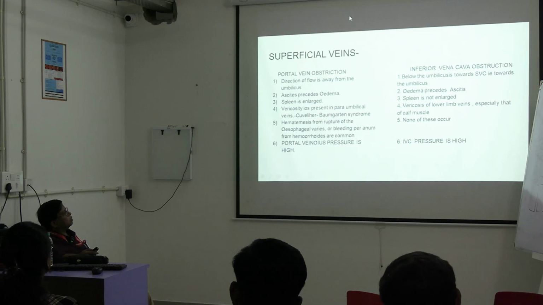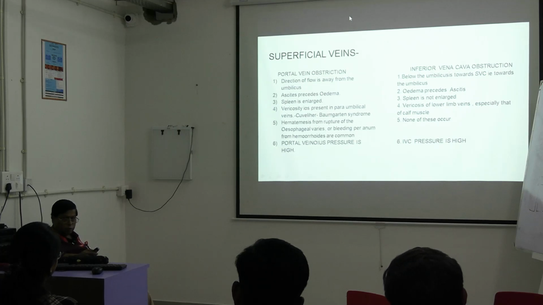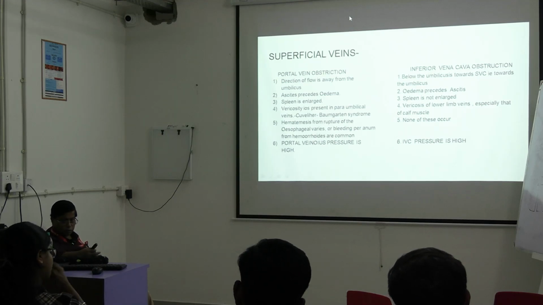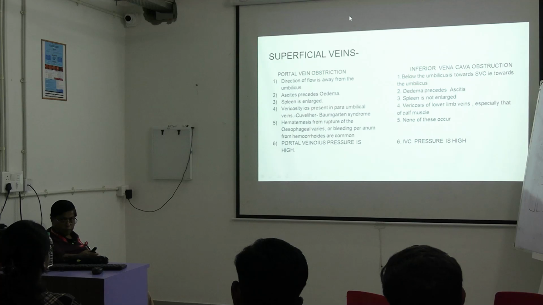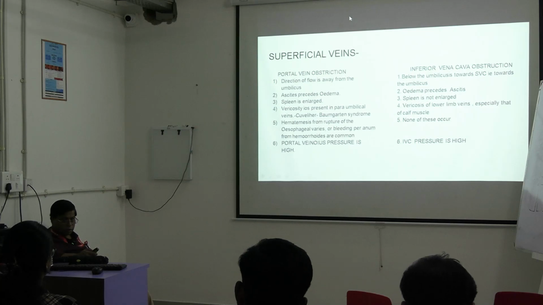The third difference is whether the spleen is enlarged. Here the spleen is not enlarged, because there is no portal hypertension. You know that the portal vein is formed by the splenic vein and superior mesenteric vein. So if there is portal hypertension, the pressure will be transmitted to the splenic vein and spleen, and the spleen will be enlarged. But here that is not the question, because the problem is in the inferior vena cava. So the spleen is not enlarged in IVC obstruction; in portal hypertension the spleen is enlarged.